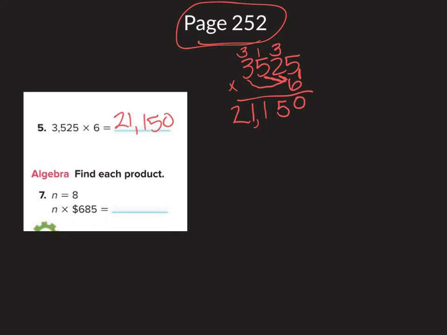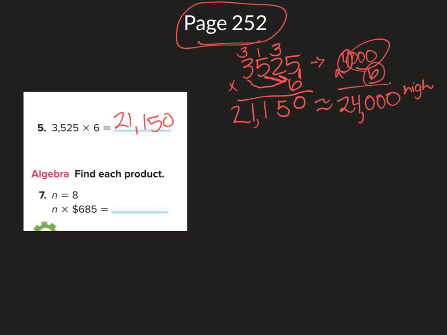Let's do a quick estimate. That's tricky because it's right in the middle. So let's go to 4,000 times 6. 6 times 4 is 24, and 3 zeros. And this should be high. This should be above my actual, and it is. So we're going to say that's good.